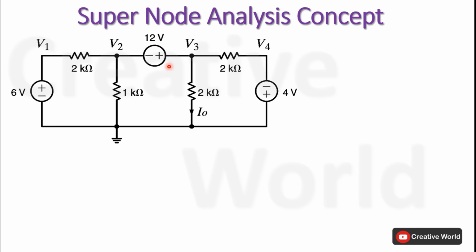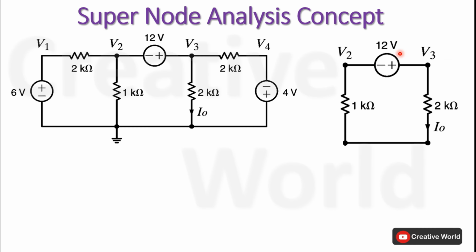And in order to apply the supernode analysis technique, we have to merge that voltage source to any one of its adjacent node voltages. Whenever we merge the voltage source to any adjacent node voltage, that node will act as a supernode. Now we will learn how the voltage source is merged to its corresponding node voltage. For better understanding, we will take this part of the circuit in order to form a supernode.